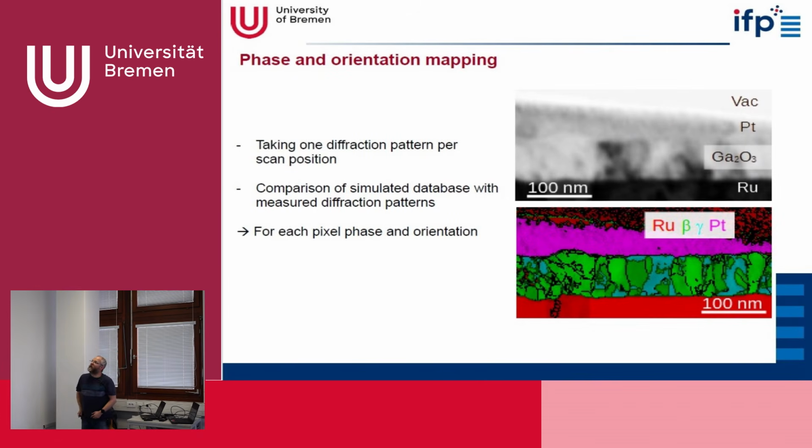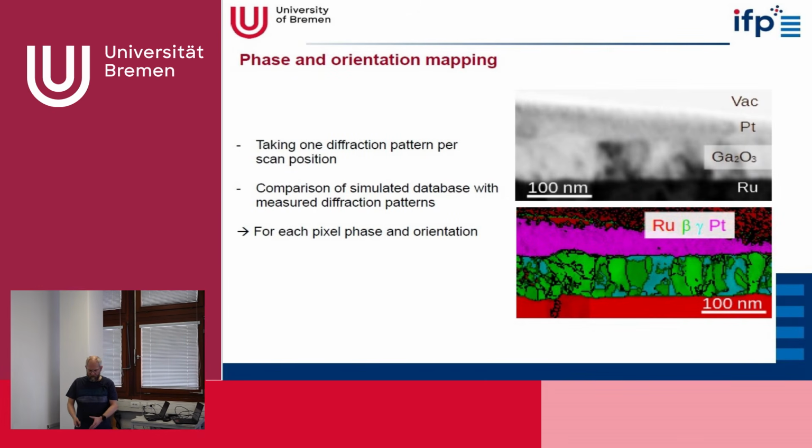We can do further things. For example, because I said we can take diffraction patterns per scan point. If we take a diffraction pattern for every scan point, we can then compare these diffraction patterns with a set of simulated diffraction patterns, so for different phases and different orientations. And then on a best match basis, we can decide or find for each pixel the phase and the orientation of the material in this pixel. This is an example for that. This is an example for ruthenium gallium oxide on ruthenium substrate.